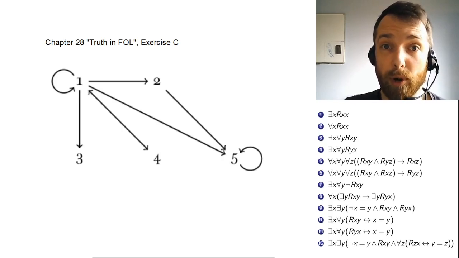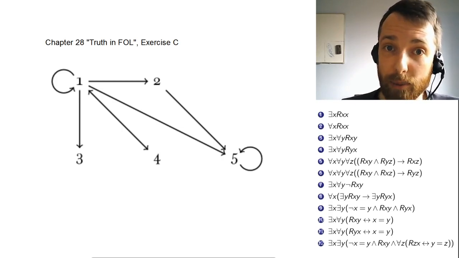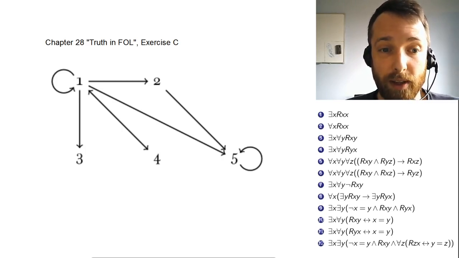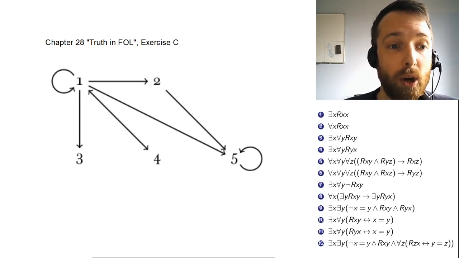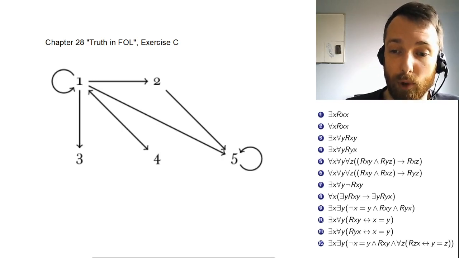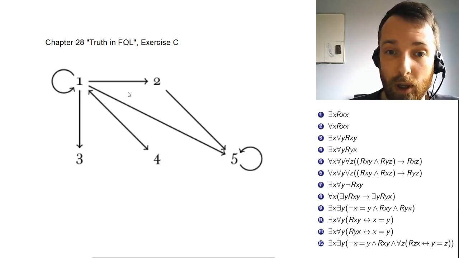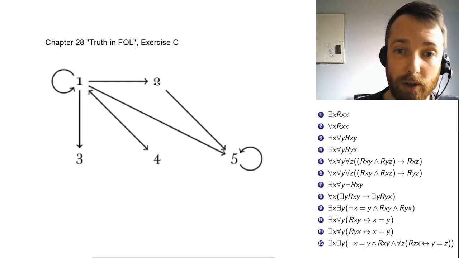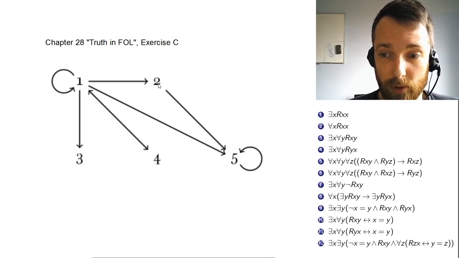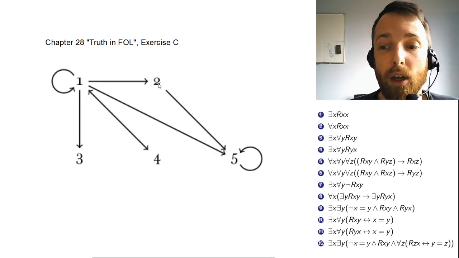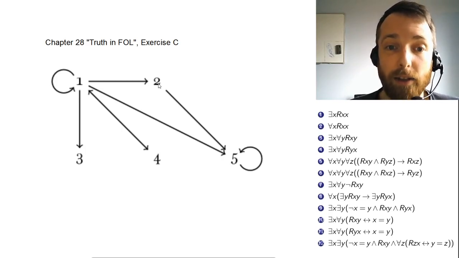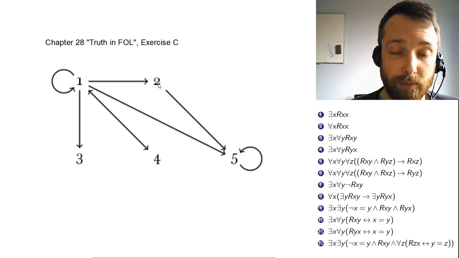Now, you remember our rules for using a diagram to give an interpretation. When you have a two-place predicate, we represent that with arrows. So the fact that there's, for example, an arrow from object 1 to object 2 means that a sentence saying R12 is true. So I'm going to read something like Rxy as saying x points at y.